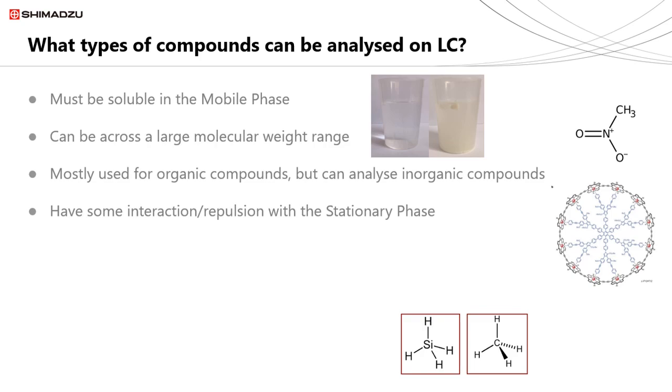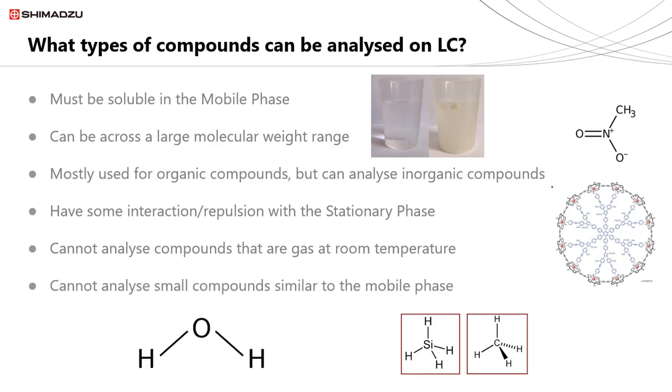So we now have a list of things we can analyse with an LC. However, please note that we cannot analyse compounds that are gas at room temperatures. These volatile compounds are better suited to gas chromatography. Please see our webinar series for gas chromatography for further information. We also cannot analyse compounds that are similar to our choice of mobile phase. The interactions with the stationary phase would be too similar and would therefore not allow us to see a difference in signal between the compound and mobile phase when it reaches the detector.